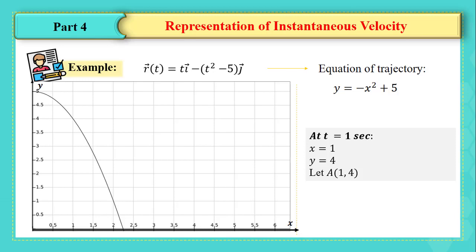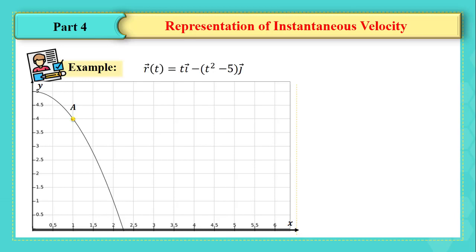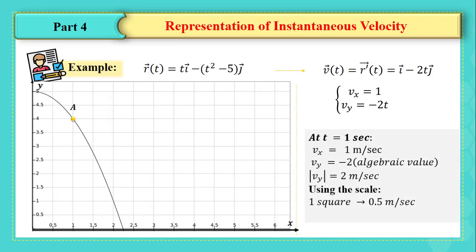We name this point A, and then we plot it on the figure. Then A has coordinates 1 and 4. The instantaneous velocity vector is equal to i minus 2tj. Then its components are Vx is equal to 1 and Vy is equal to minus 2t. At the instant t is equal to 1 second, Vx is equal to 1 meter per second and Vy is equal to minus 2 as an algebraic value.